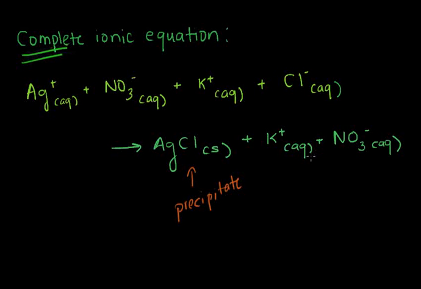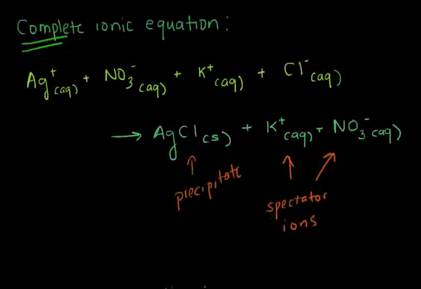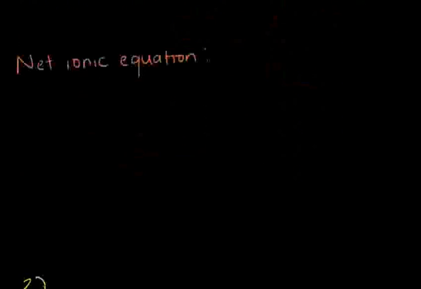And what we call these ions that just sort of are there for the ride, that just stick around, we call them spectator ions. They're just watching the reaction occur. They're watching the action occur between silver and chloride. So these are spectator ions. And so we can actually describe this equation or this reaction in another way, another kind of ionic equation, and we call this the net ionic equation.